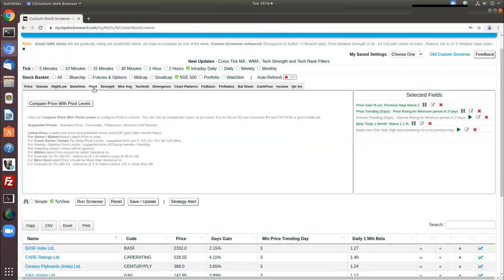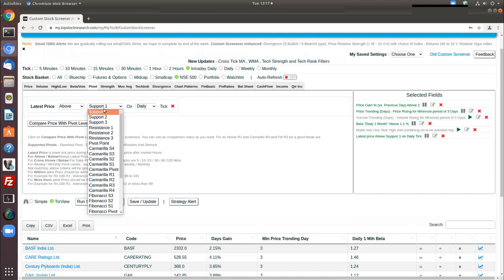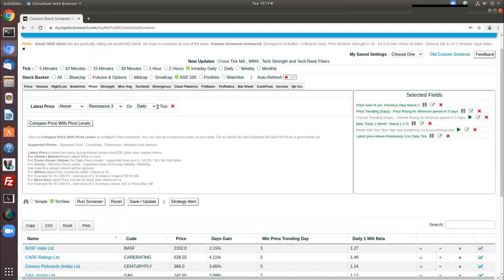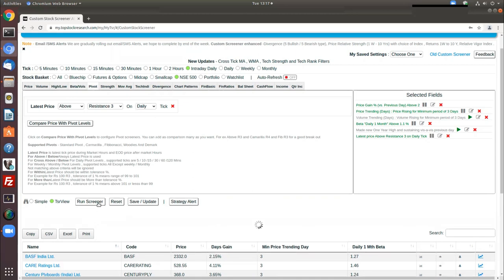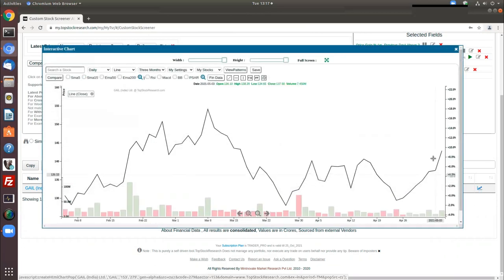Similarly, you can also say that I'm looking for price above R3 on a daily tick. So basically, let's see if we get any stocks. GAIL is the stock which has crossed the pivot point resistance 3. Let's look at the chart. See it, and also look at the pivot point.